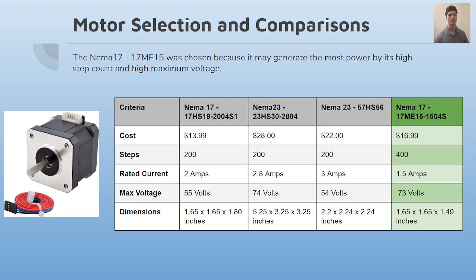While any of the motors would work for the design, we determined that the NEMA 17, 17ME15 was the best for the project. The motor had the most steps compared to the other motors, and the max voltage was relatively high, at 73 volts, resulting in a potential increase in voltage and current output over the other motors. With the potential to increase output and the cost being on the lower end of $16.99, the NEMA 17 17ME15 stepper motor was selected for the project.